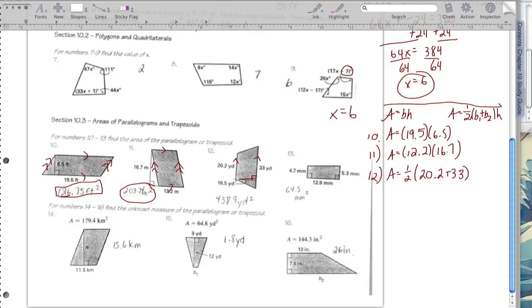And then my height, even though it's kind of sideways, if we look at it and tilt our head a little, we see that it makes an H with the right angle. So that's our height, 16.5. Now I have this in my formula. I'm going to add the 20.2 plus 33, and that's just going to simplify it a little bit for me.